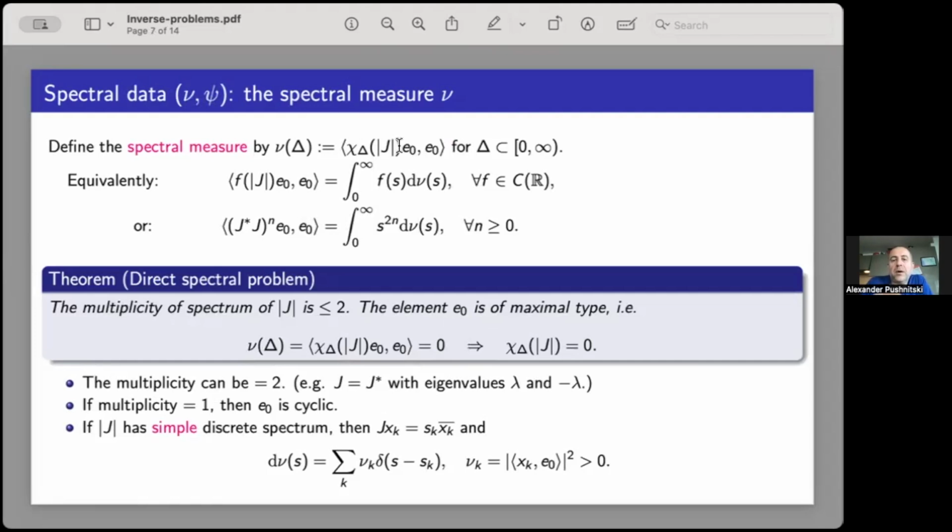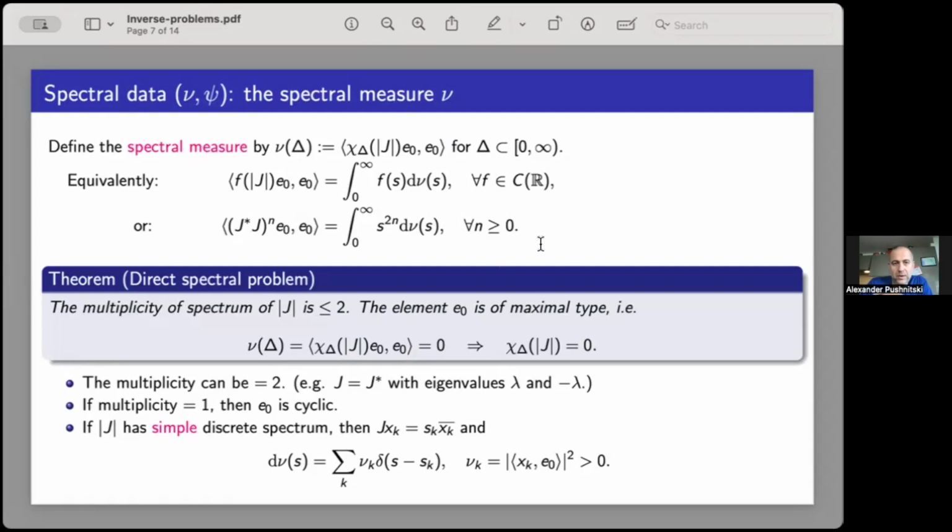Now, of course, this mod J is a positive semi-definite operator, so its spectrum lives on the positive half line, and so this measure also only lives on the positive half line. As I said, equivalently, we can define this measure nu through this integral relation. In particular, if you think of f being some power, then it's just this. It becomes a little bit more concrete, maybe, if you write it in this way. The moments of the measure are defined in this way.